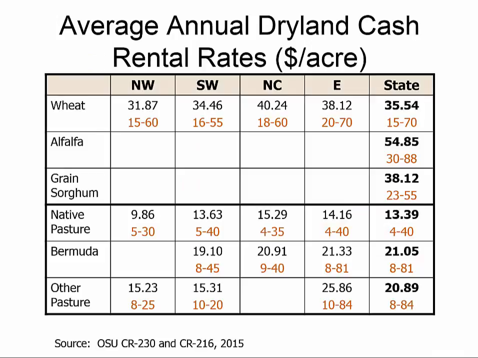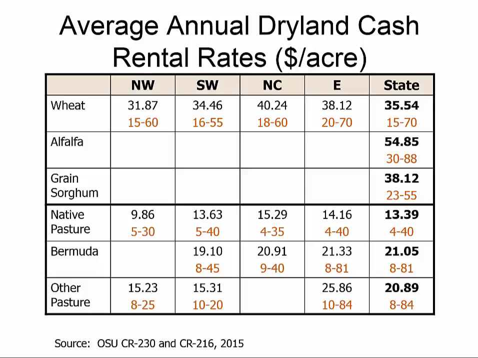Here are the results from the current publication, OSU Current Report 230. The numbers on the top line in each row show the average. The state average for cropland and wheat was $35.54 per acre, and for alfalfa was $54.85, a bit more of a spread than usual. It's usually about $15. The rental rate for cropland in grain sorghum is typically similar to that of wheat pasture. The average is typically highest in north central Oklahoma.